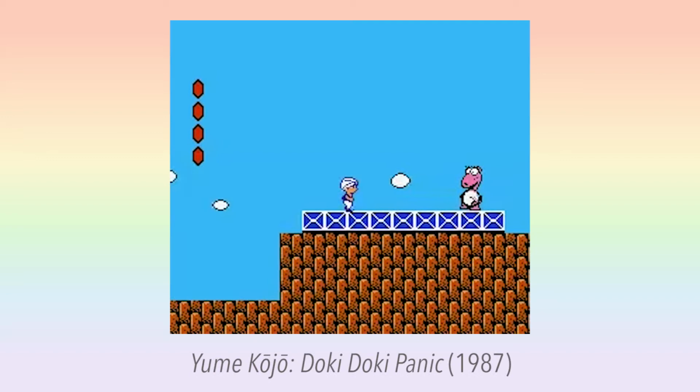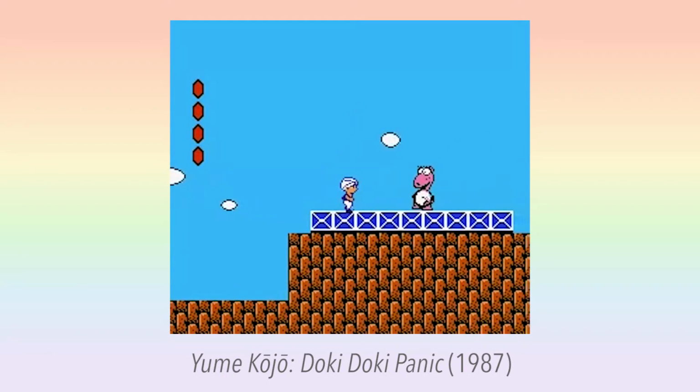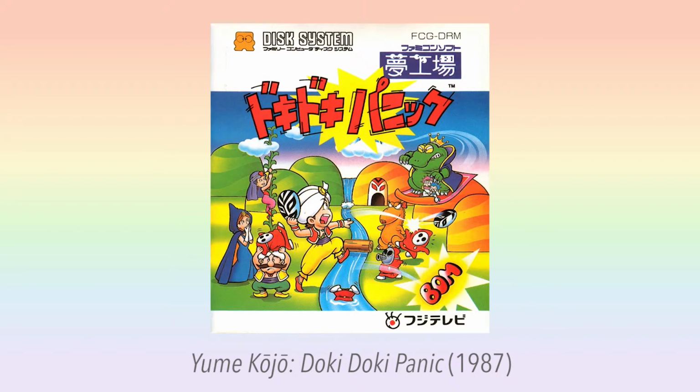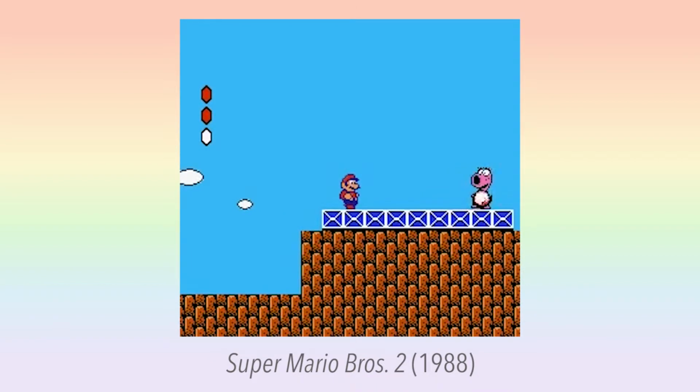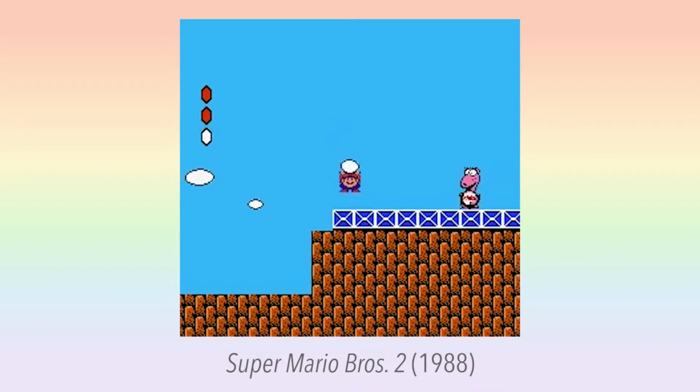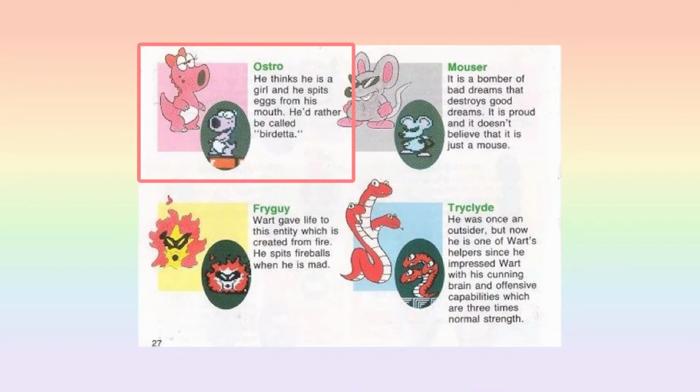Let's start with what's considered to be the first trans character to appear in a video game, Birdo. Birdo is a character from Mario who was first introduced in the Japanese game Yume Kōjō: Doki Doki Panic. When this game was altered and released in the US as Super Mario Bros. 2 in 1988, this is how the manual described Birdo, mistakenly listed here as Ostro.